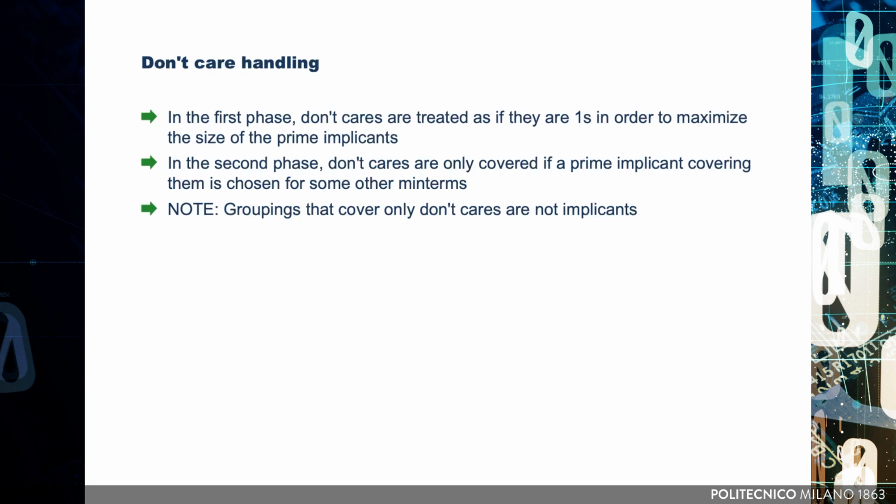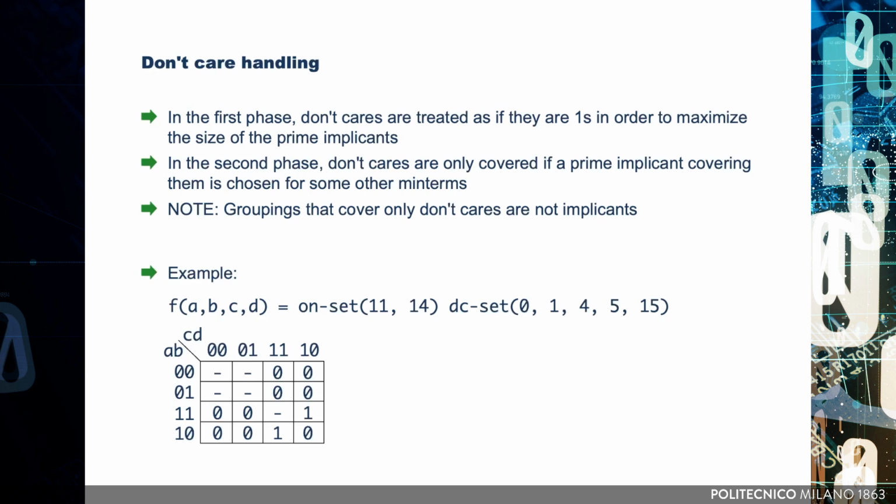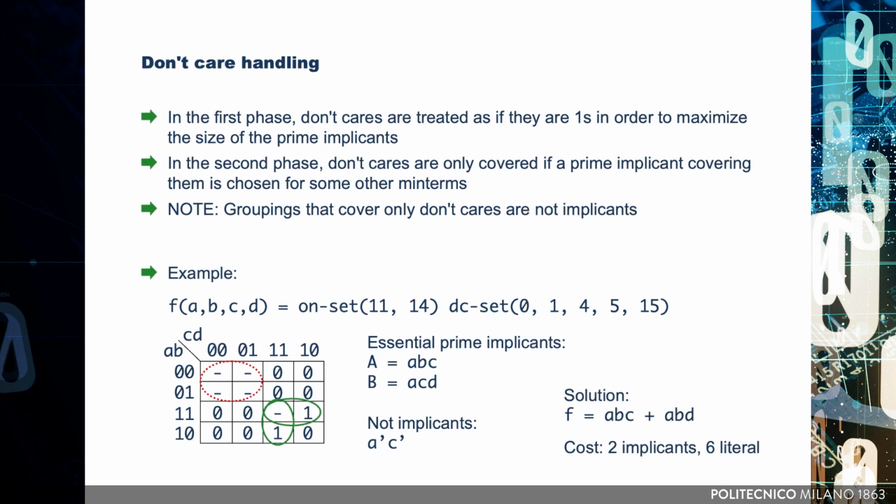In the second phase, we focus only on the ones for the selection of prime implicants. A don't care is covered only if an implicant covering it is necessary to cover a one. It should also be noted that since we want to cover only the ones with the fewest implicants, if a grouping covers only don't cares, it is not considered an implicant and is discarded at the end of the first phase. Here's an example. We find two implicants in green, each of which has been expanded to include the don't cares, while in red the grouping represented by the product term not A, not C, is not an implicant because it only covers don't cares. Thus, we obtain the solution shown here.